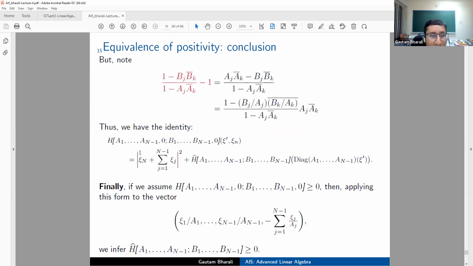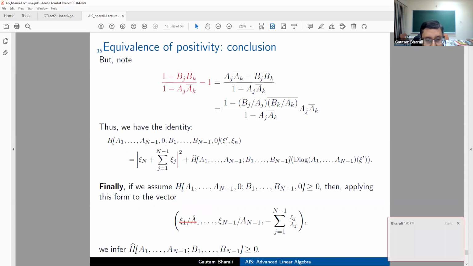Because in one direction, if this is positive semi-definite, then this is certainly positive semi-definite. But if I assume that this guy is positive semi-definite, from this I have to infer that only this thing is positive semi-definite. But then the way I do it is I apply this, I evaluate this quadratic form at the vector psi 1 over a1 dot dot dot psi sub n minus 1 divided by a sub n minus 1. And in the last entry, I'm going to put this. So do you see what's going to happen?